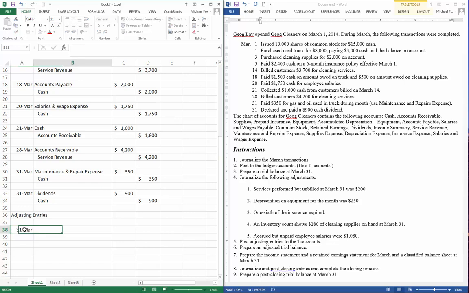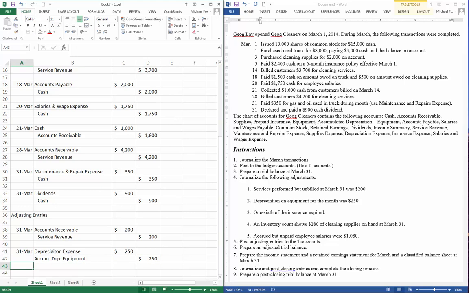So March 31st, we have accounts receivable, 200, and service revenue of 200. Depreciation on equipment for the month was 250. So nice, they just give it to us. Depreciation expense, 250. And accumulated depreciation on the equipment was 250.